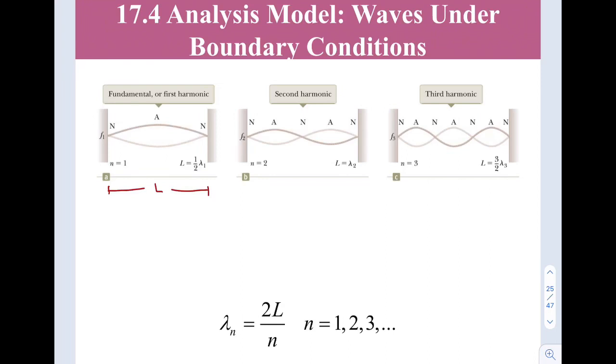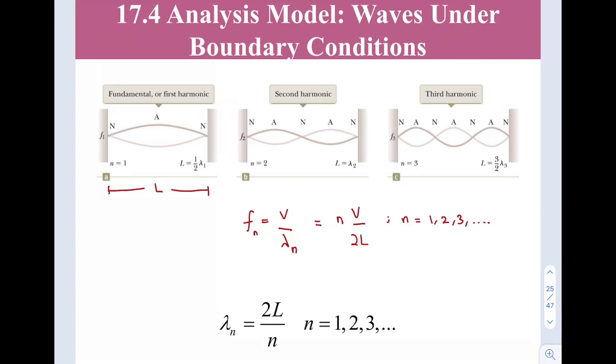And we know that f is also equivalent to v over lambda. So f n is equivalent to v over lambda n, which gives f n equals n v over 2L, where n is an integer, and so on.